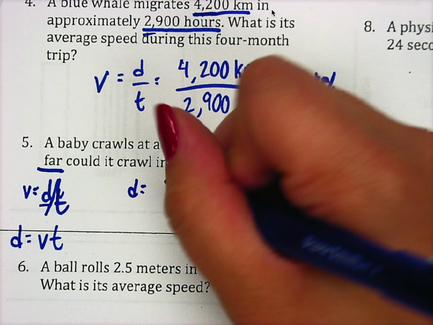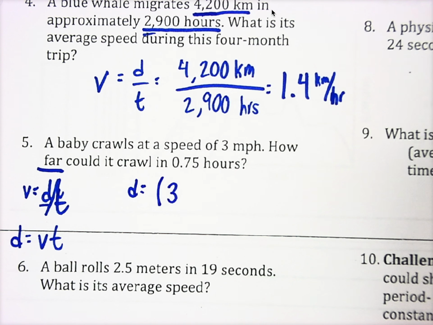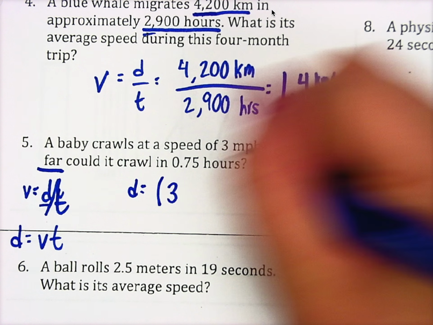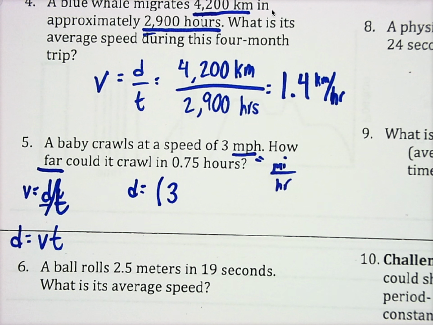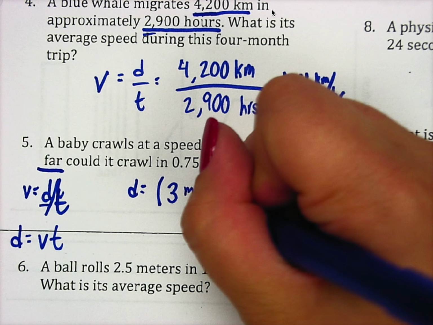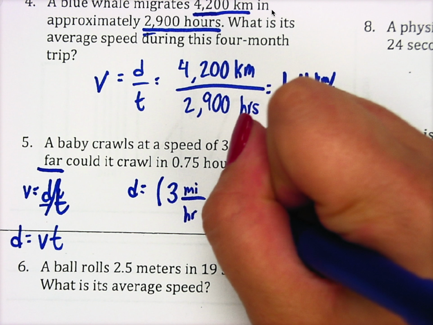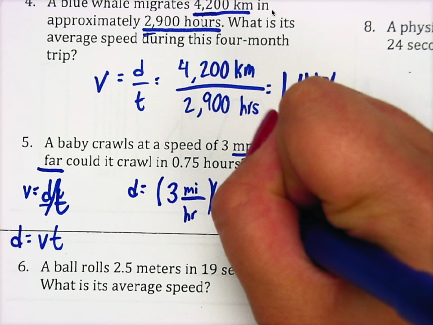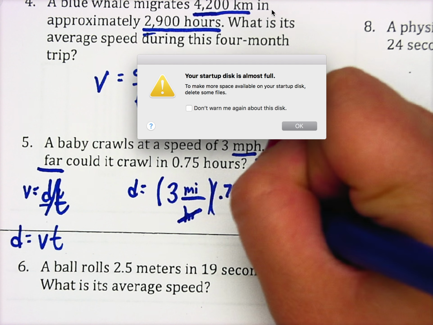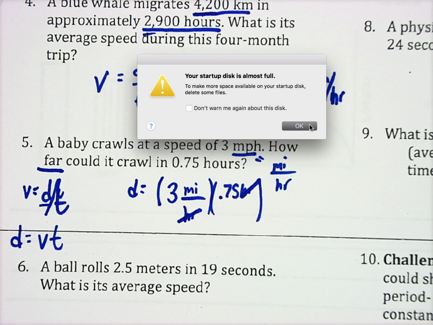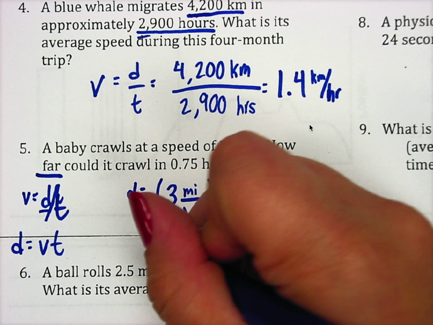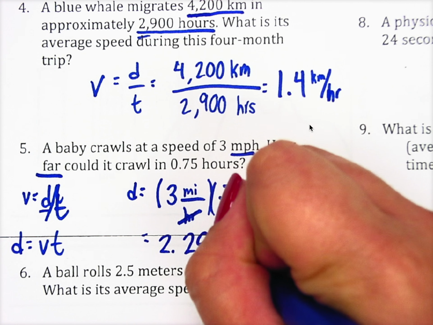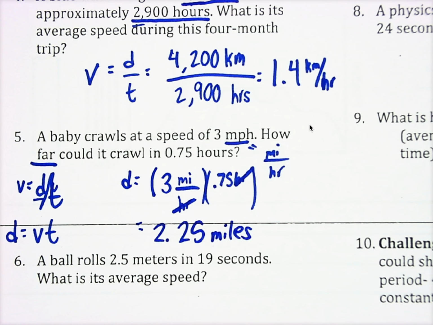So distance equals velocity, 3. Just so that it's clear what I'm doing, I'm going to rewrite mph as miles per hour. That should make it a little bit more clear for you guys. So miles per hour, times 0.75 hours, hour and hour cancel off. Sorry about that. And you get 3 times 0.75, which is 2.25 miles.